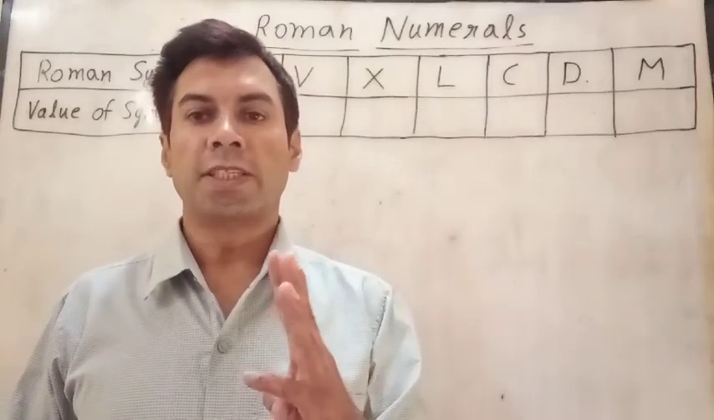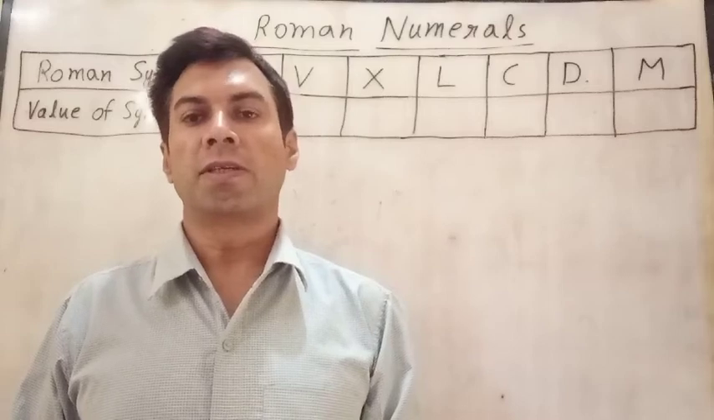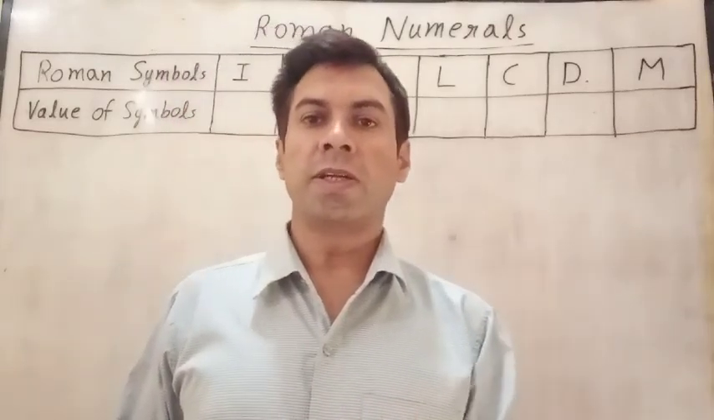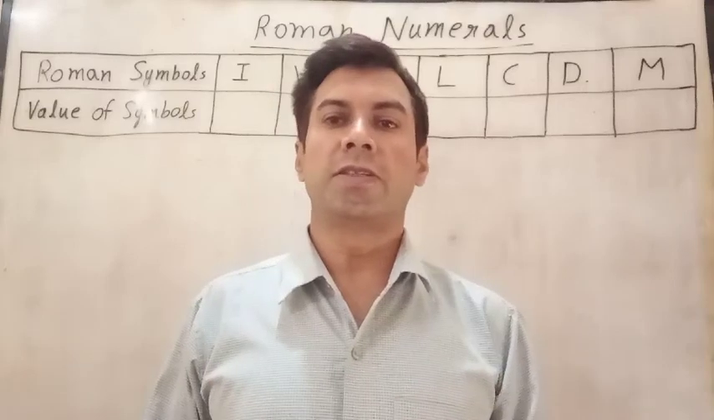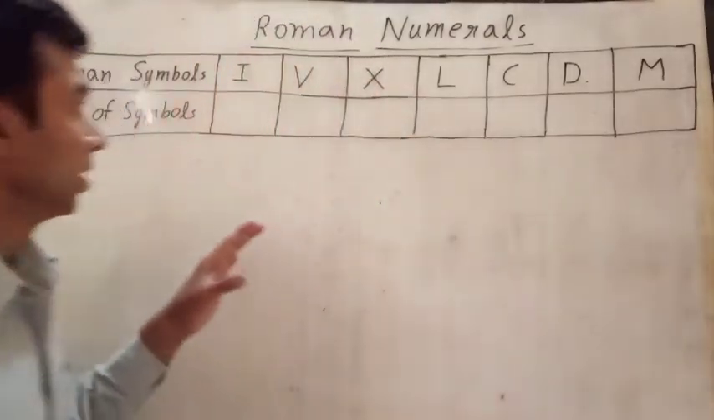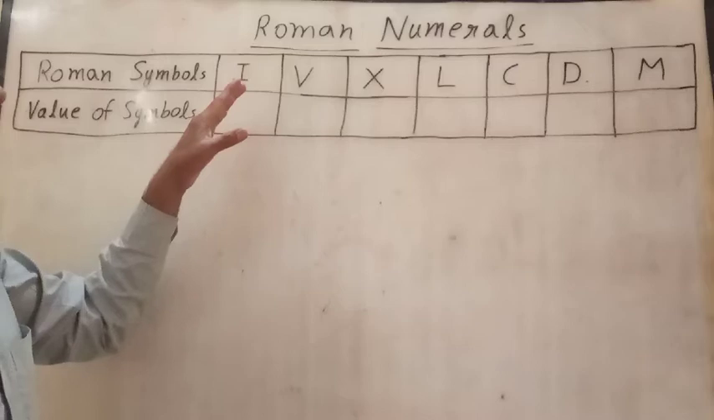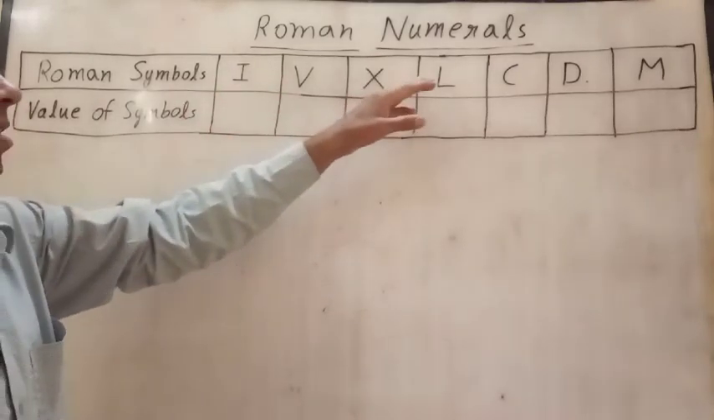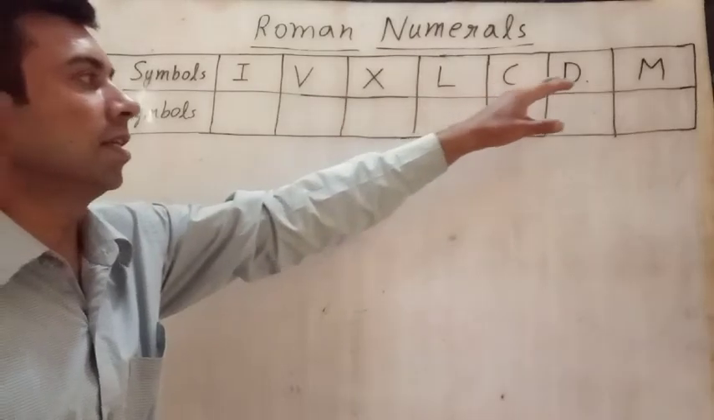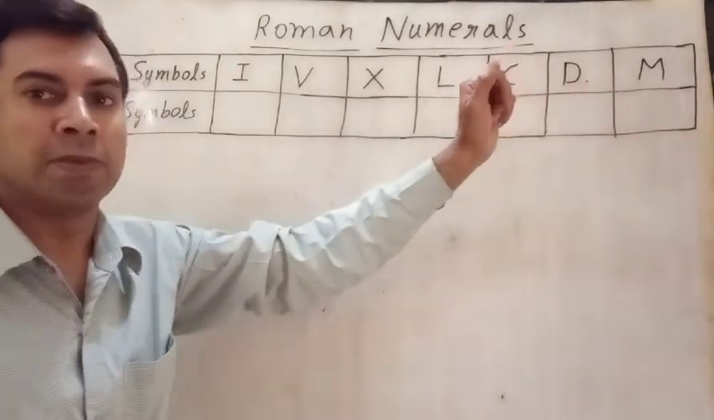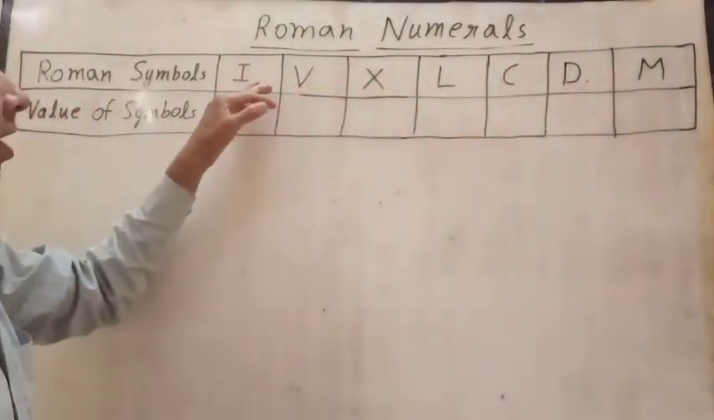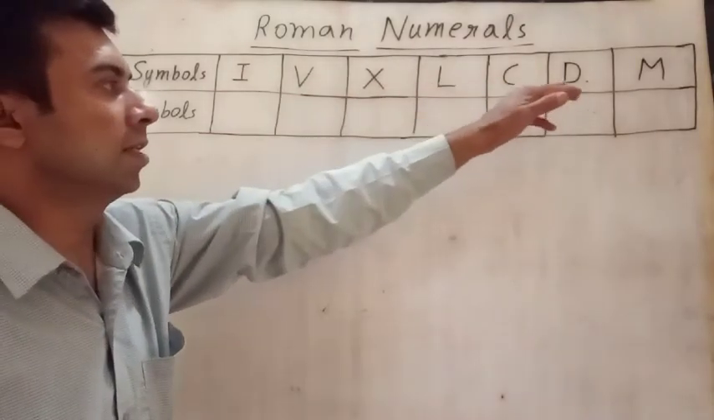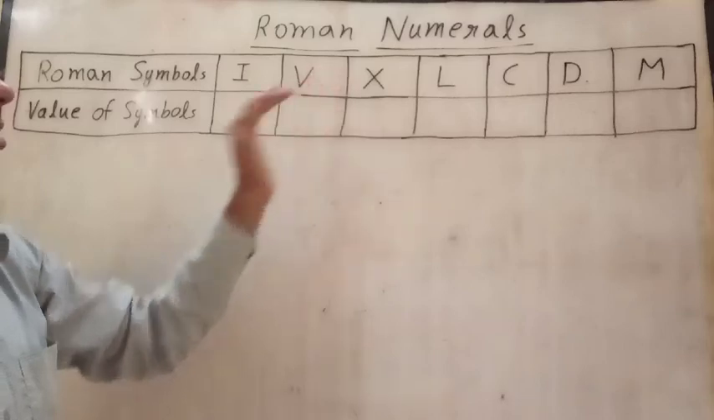Romans used only 7 symbols to represent the numbers, and in Roman numerals there is no symbol for 0. So see here, the Roman symbols are I, V, X, L, C, D, M. Total 7 symbols.